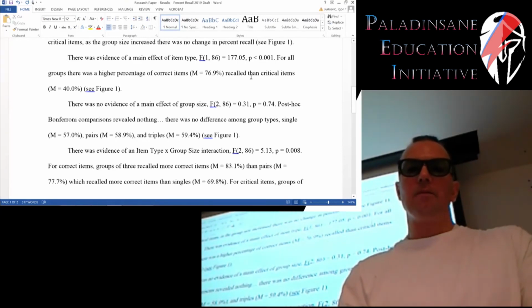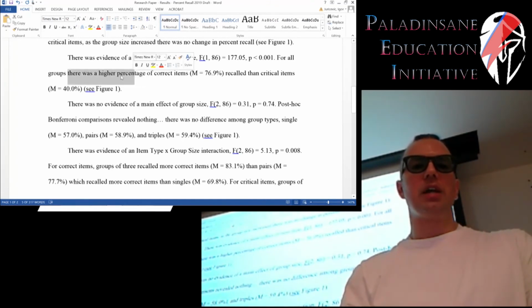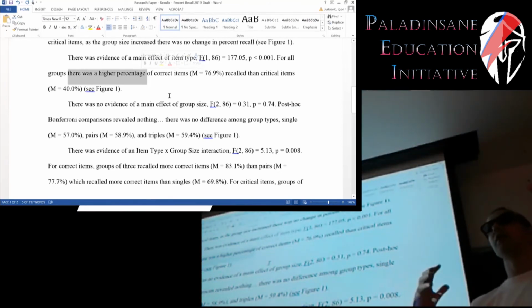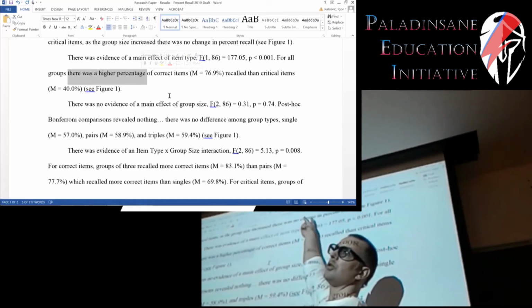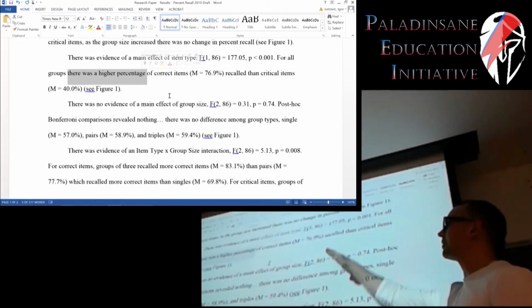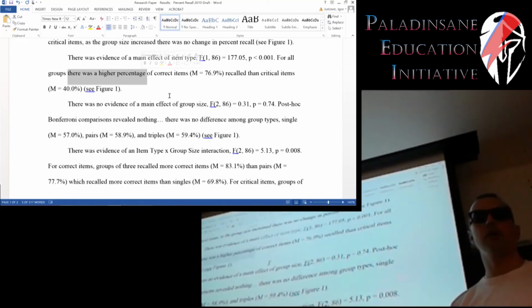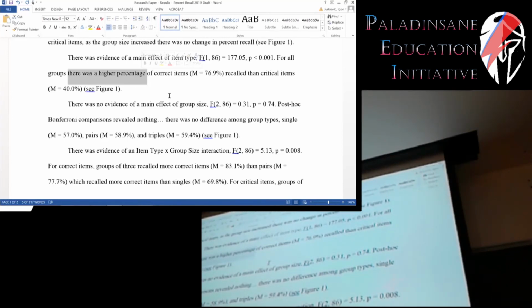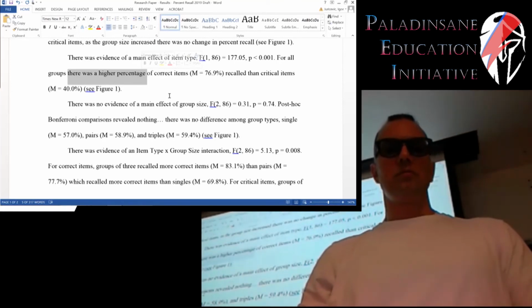So the one thing that I would definitely say we need to change here was this higher percentage. So once again, we just finished talking about percent recall. They just finished reading a general description with percent recall. So let's keep using that phrase. So how can we rephrase this but use the word percent recall? For all groups, there was greater percent recall.